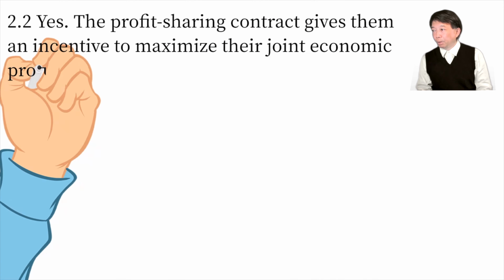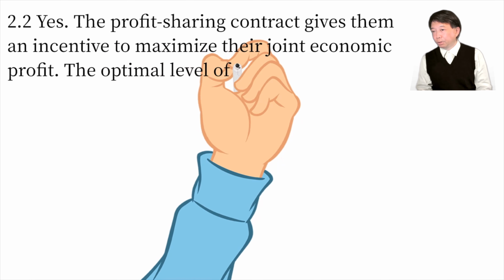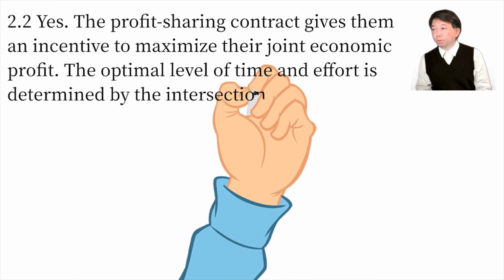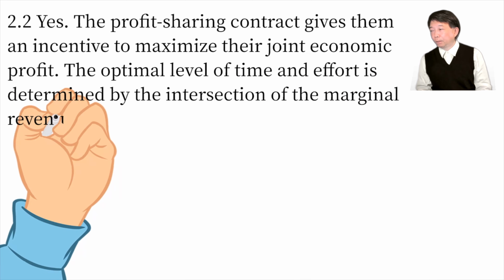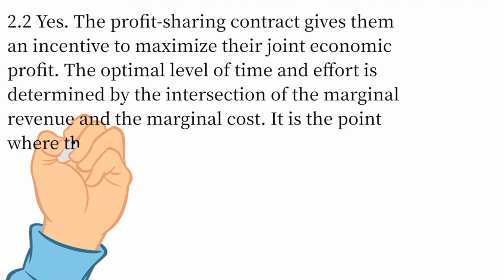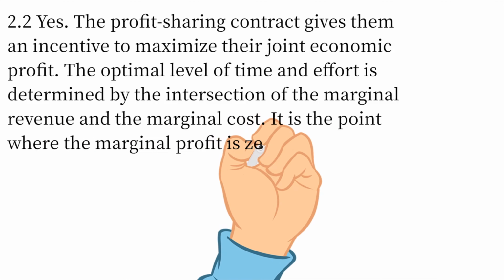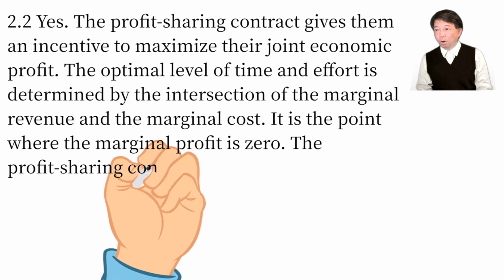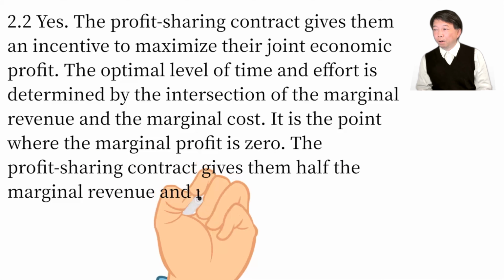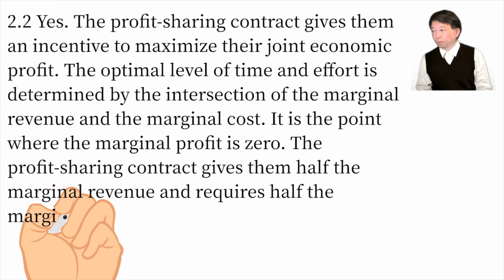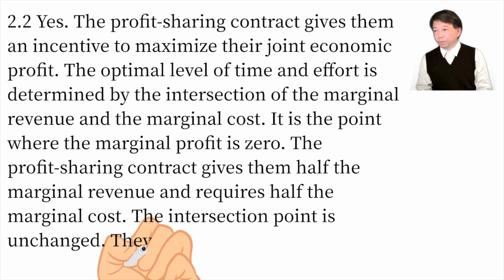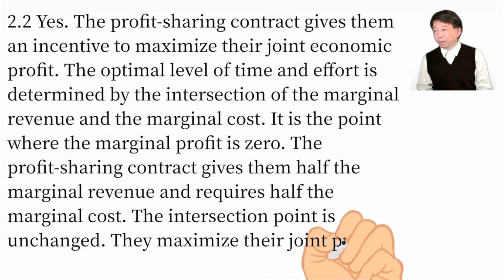The optimal level of time and effort is determined by the intersection of the marginal revenue and the marginal cost. It is the point where the marginal profit is zero. The profit-sharing contract gives them half the marginal revenue and requires half the marginal cost. The intersection point is unchanged. They maximize their joint profit by maximizing their own profit.